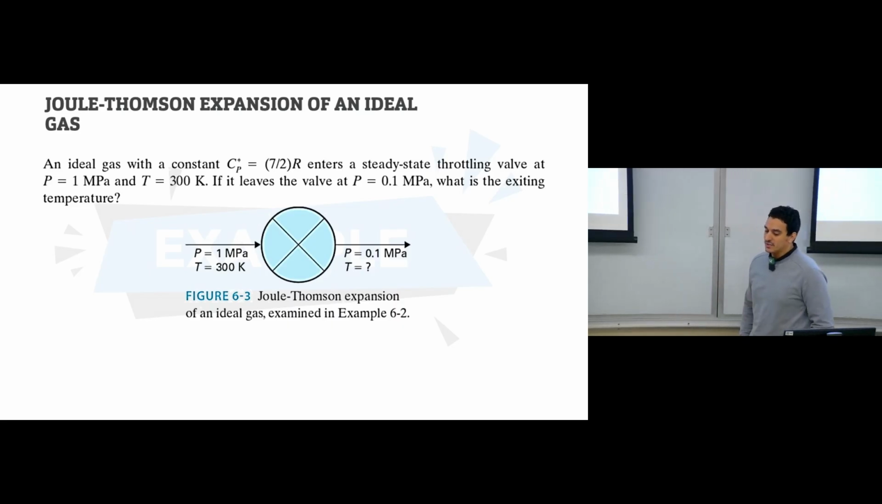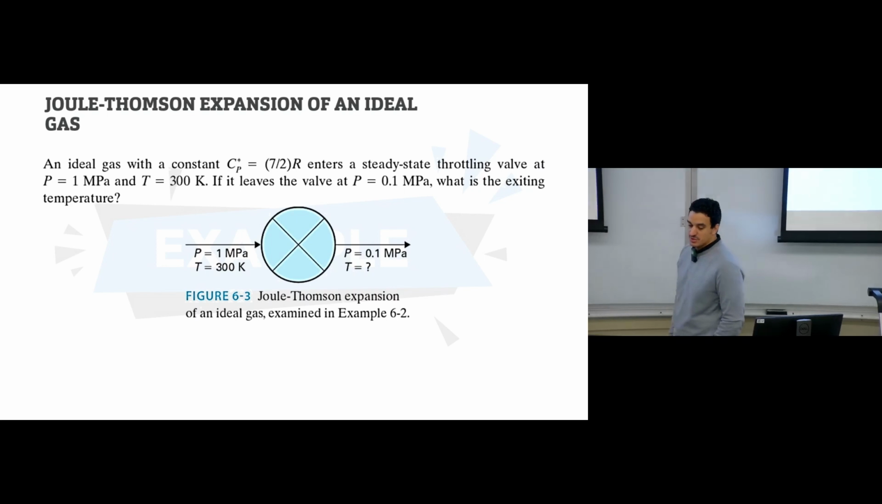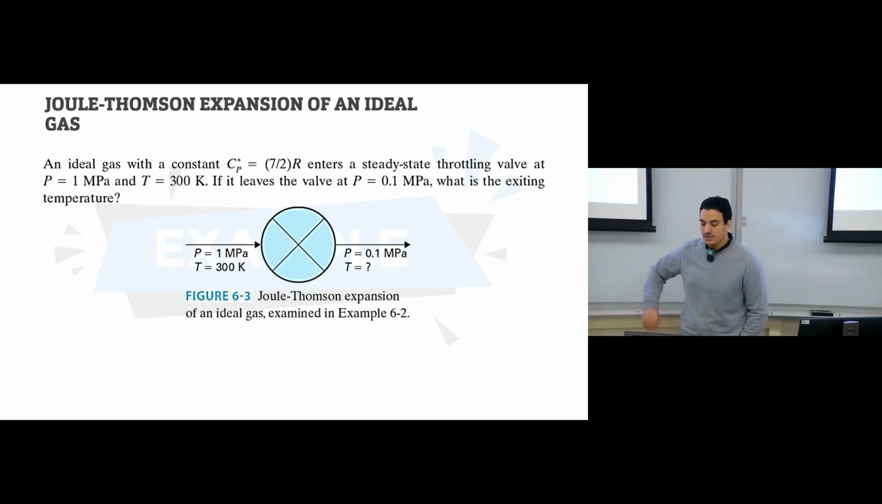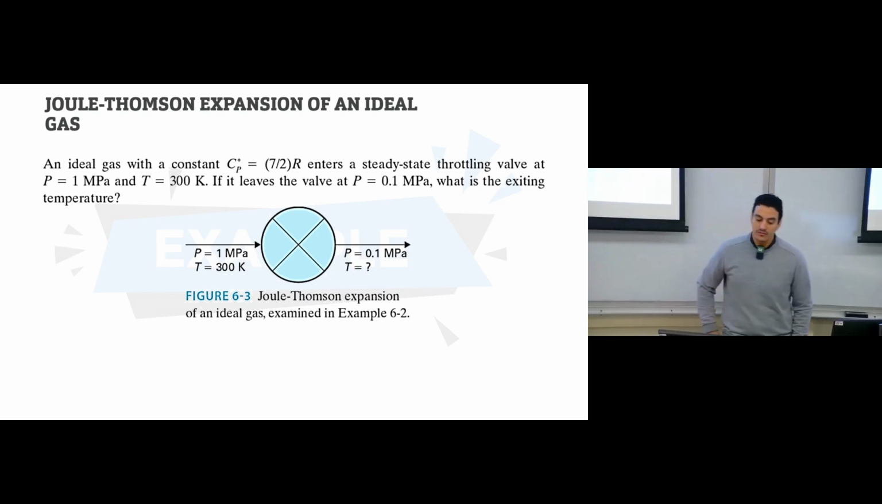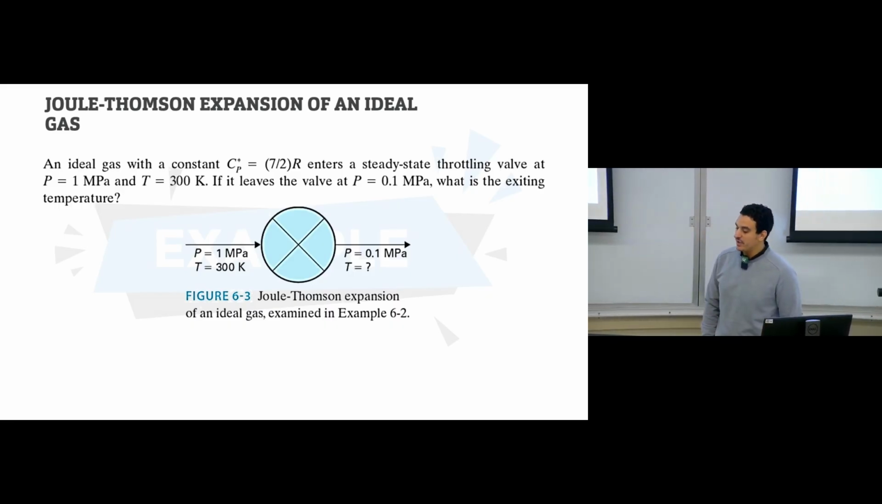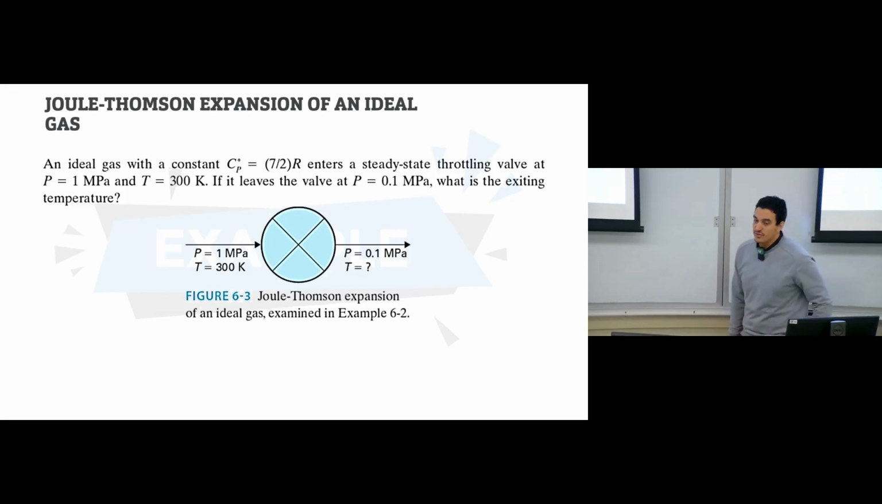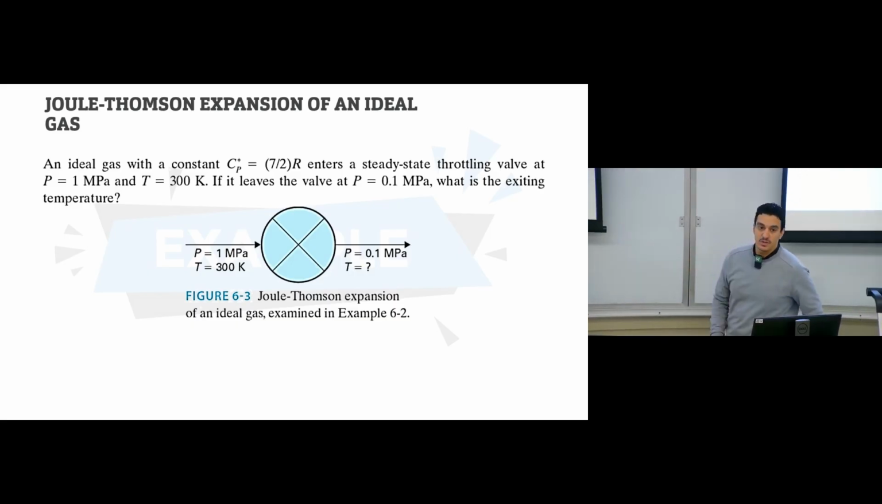We have an ideal gas with constant heat capacity at constant pressure, Cp, equal to 7/2 R. It enters a steady state throttling valve at 1 megapascal, 300 Kelvin. If it leaves the valve at 0.1 megapascal, what is the exiting temperature? So this is the example we have: a valve with inlet and outlet. We have the pressure and temperature of the inlet, and the pressure of the outlet, and we need to find the temperature.